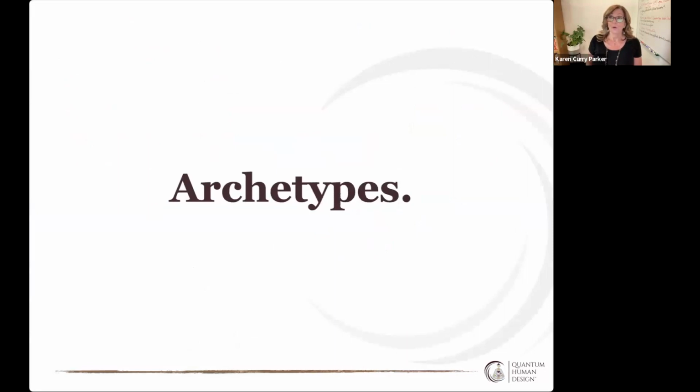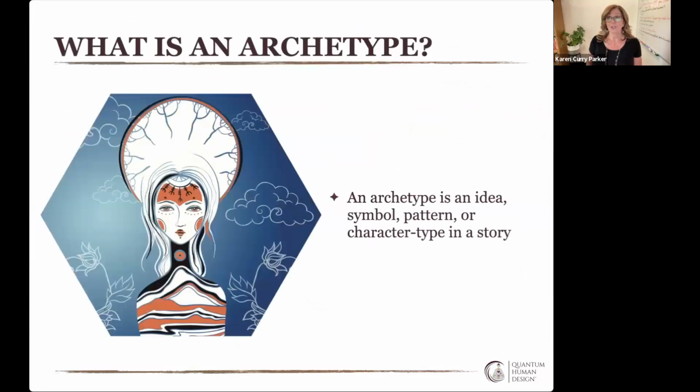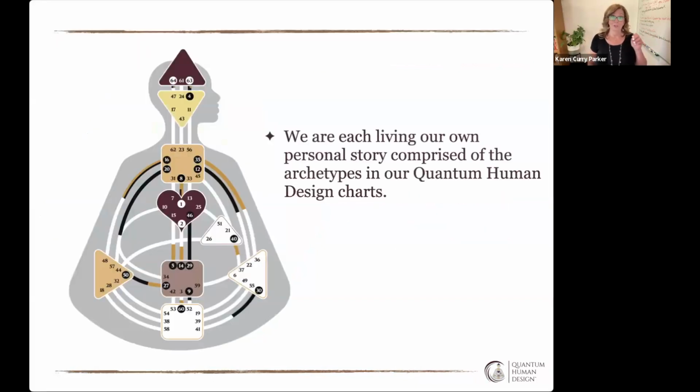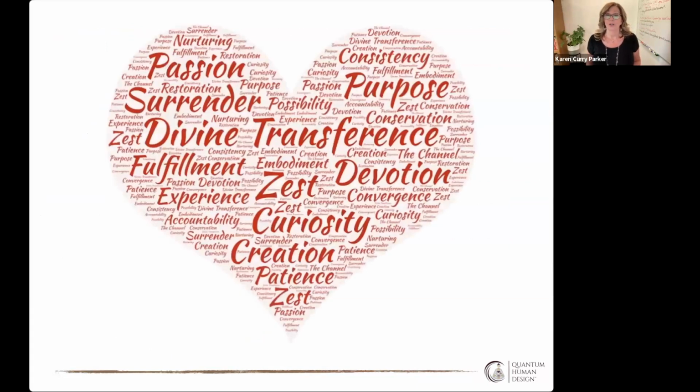All right. So let's just review this. I'm like so ahead of myself here. So all of the systems in human design, the I Ching, the Hindu chakra system, Kabbalah, quantum physics, they all contain archetypes. And just a really quick review, an archetype is an idea or a symbol or a pattern or a character type in a story. Your chart is just a collection of these archetypes, right? Your chart's just comprised of all these different ancient and modern archetypes that are part of your chart.